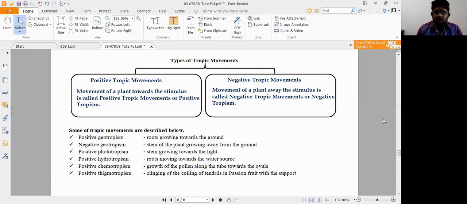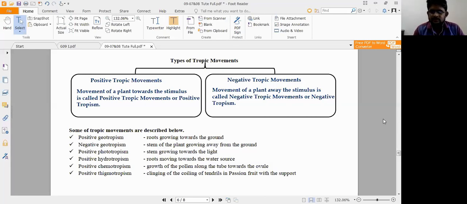And positive thigmotropism: coiling of tendrils in passion fruit around a support. Now you see passion fruit, grapes, like trees you take. You could have seen the tendrils. They will be clinging on, they will be climbing on. They move around. That is for their support, and this is called positive thigmotropism. So these are what we term as tropic movements, positive tropism and negative tropism.